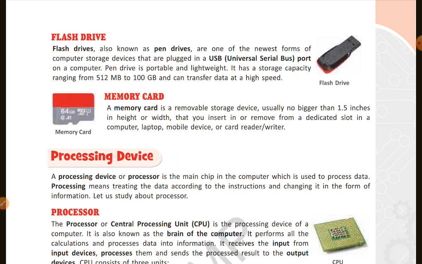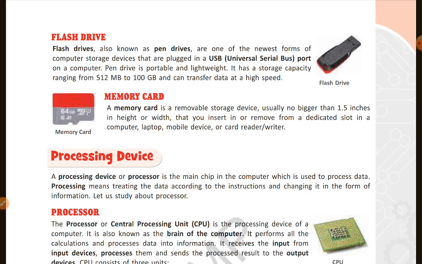Pen drives are portable and lightweight. These are lighter in weight and are portable. Means you can easily put them inside your pocket. These are basically pocket size. It has a storage capacity ranging from 512 megabytes to 100 gigabytes and can transfer data at high speed. Means the ability to transfer data of a flash drive or pen drive is very high.